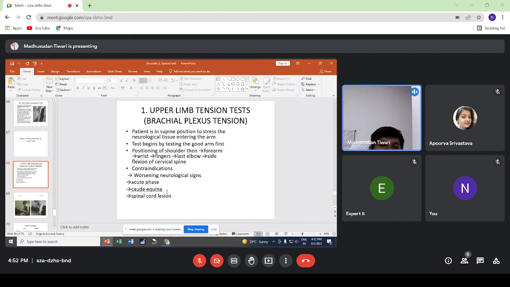This test is contraindicated in case of worsening neurological signs.